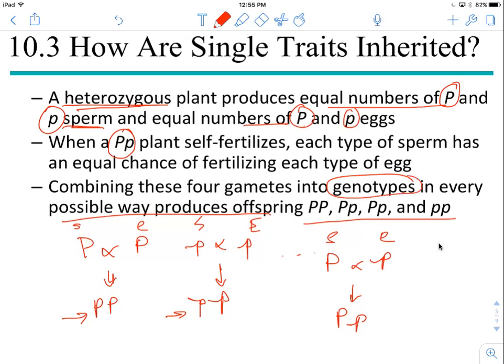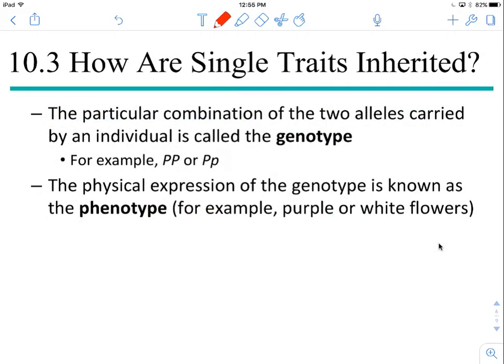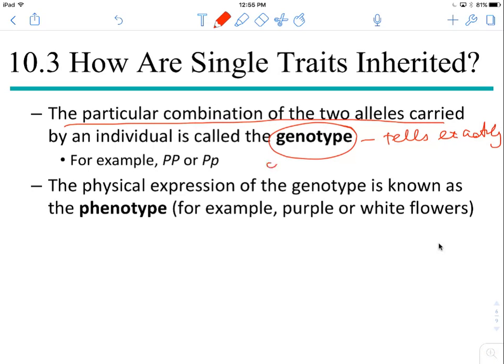this is what's called a genotype. So whatever combination of 2 alleles you have in your DNA, it's called the genotype. So a genotype tells exactly which alleles are present in the DNA. Okay, so a genotype will be a combination of letters.